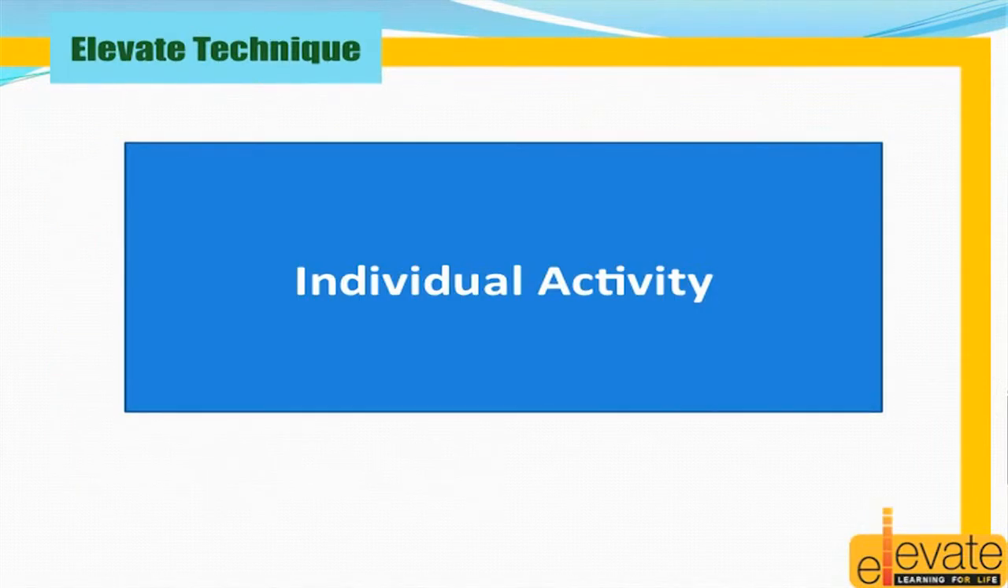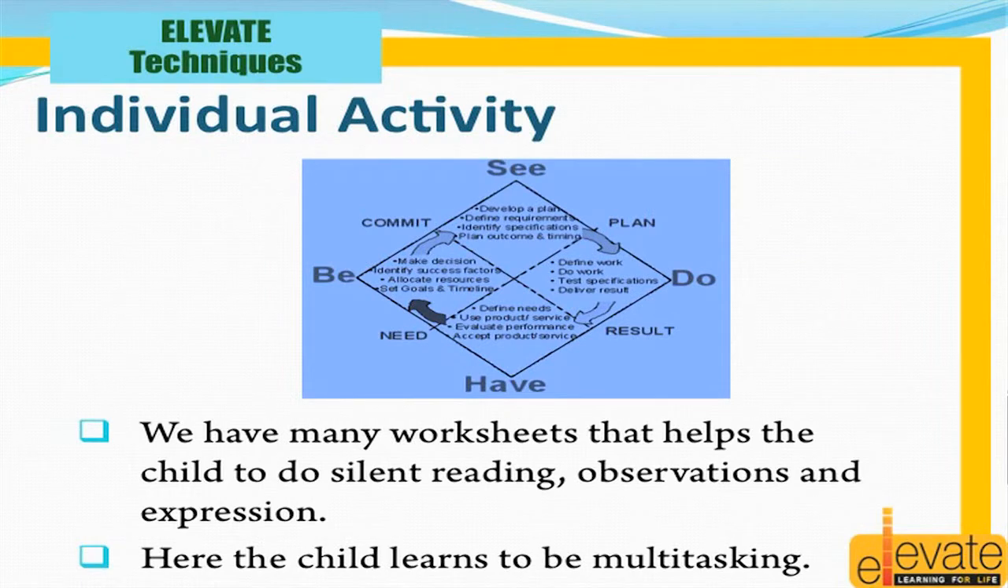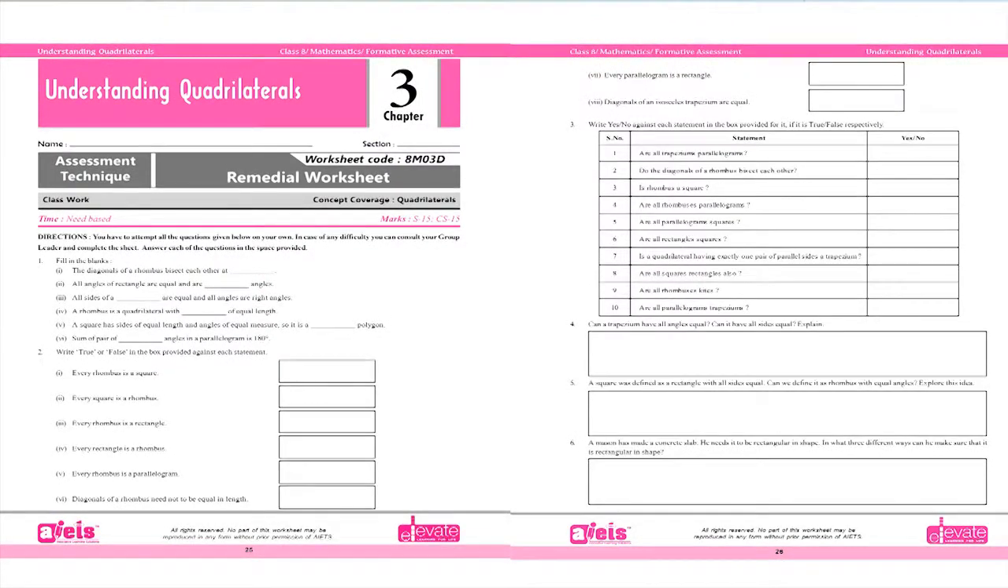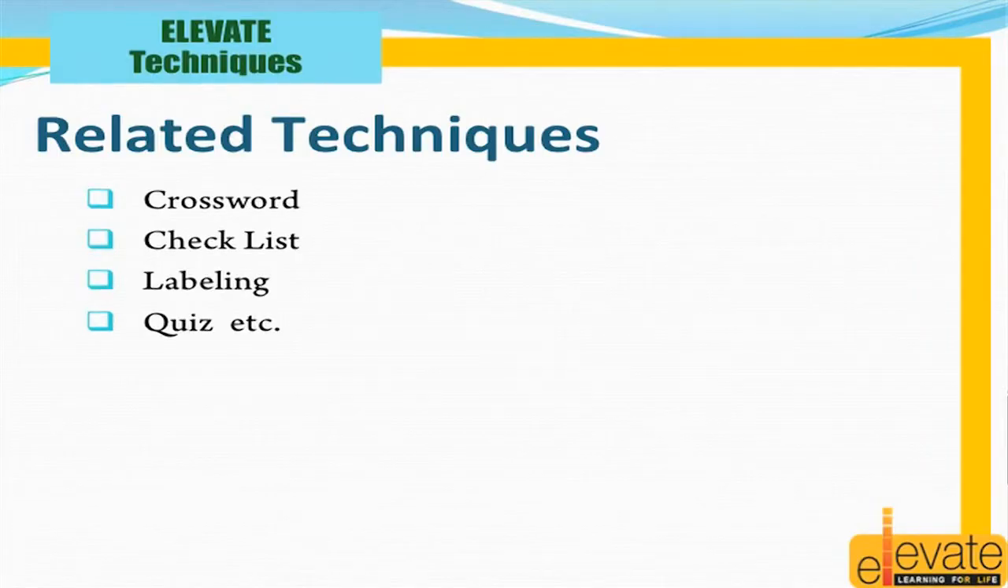Individual activities. We have many worksheets that help the child to do silent reading, observation and expression. Here the child learns to do multitasking projects. In this we have remedial worksheets. Whatever you have done, you are doing it yourself silently to check your performance. Related activities like crossword, checklist, labeling, quiz, etc.